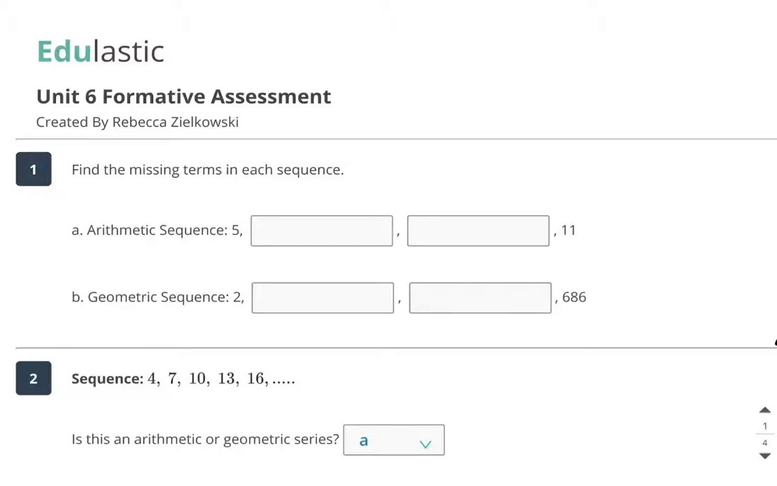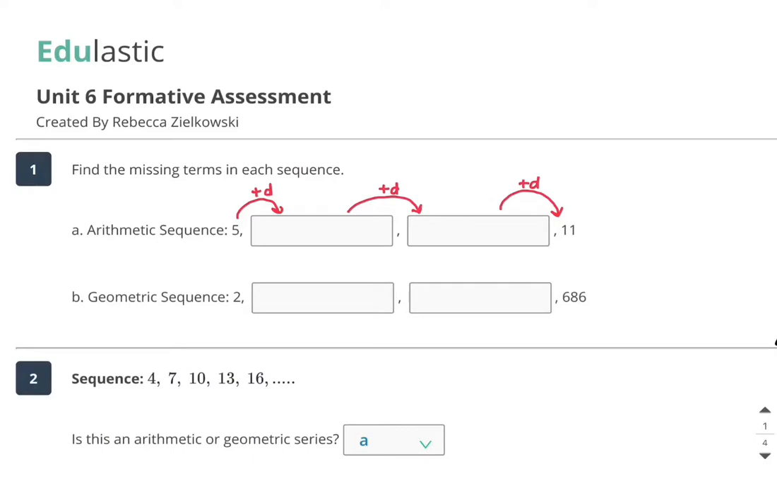For number 1, I want to find the missing terms in each sequence. The first sequence that's been given to me is an arithmetic sequence, so I know I'm adding something each time as I go from number to number. So from 5 to the next number, I'm adding something, and I know that's the common difference. From this term to this term, I'm adding that same common difference. And from this term to 11, I'm adding that same common difference. So I'm adding the same number each time.